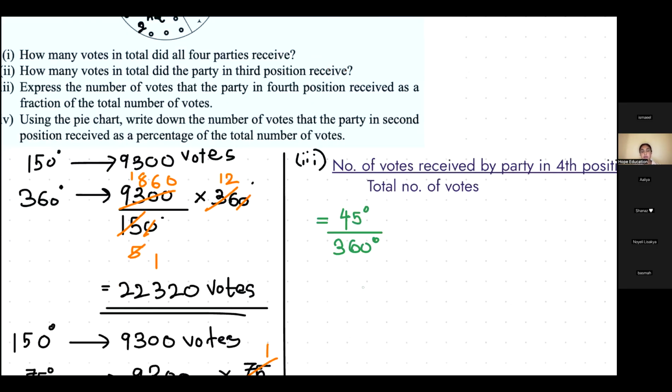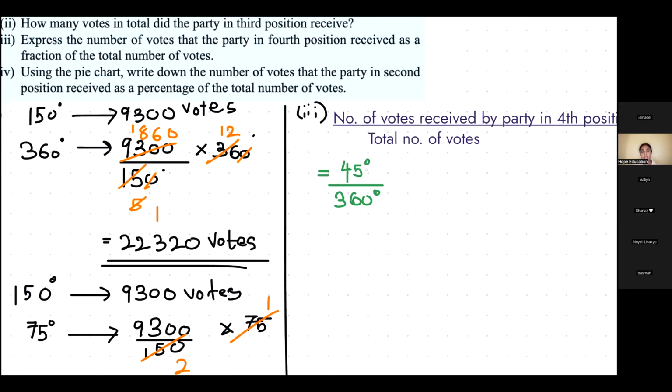So 9 times 5 is 45, 9 times 4 is 36, 0. 5 times 1, 5, 5 times 8, 40. We get the answer as 1/8. All right. Is that clear to all of you?